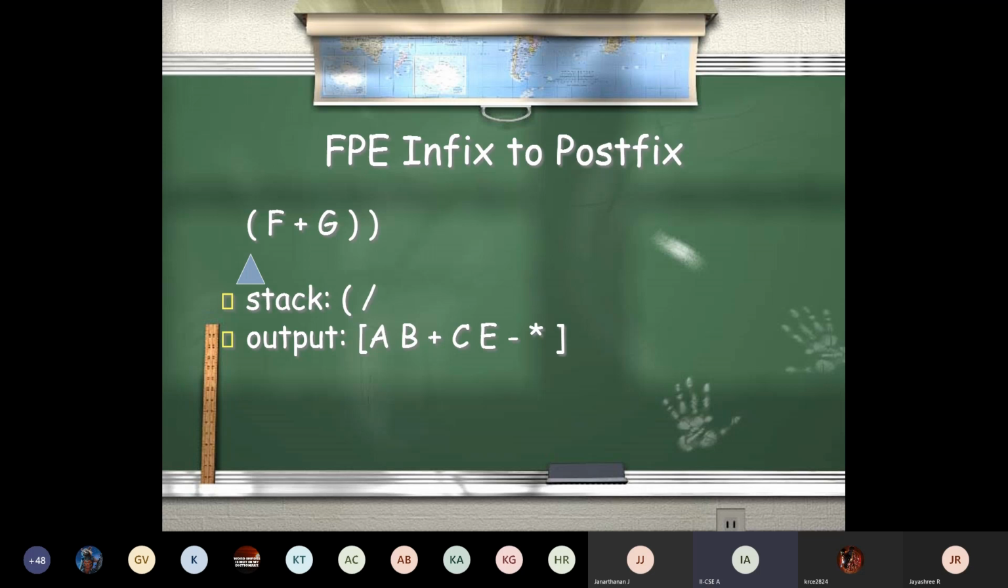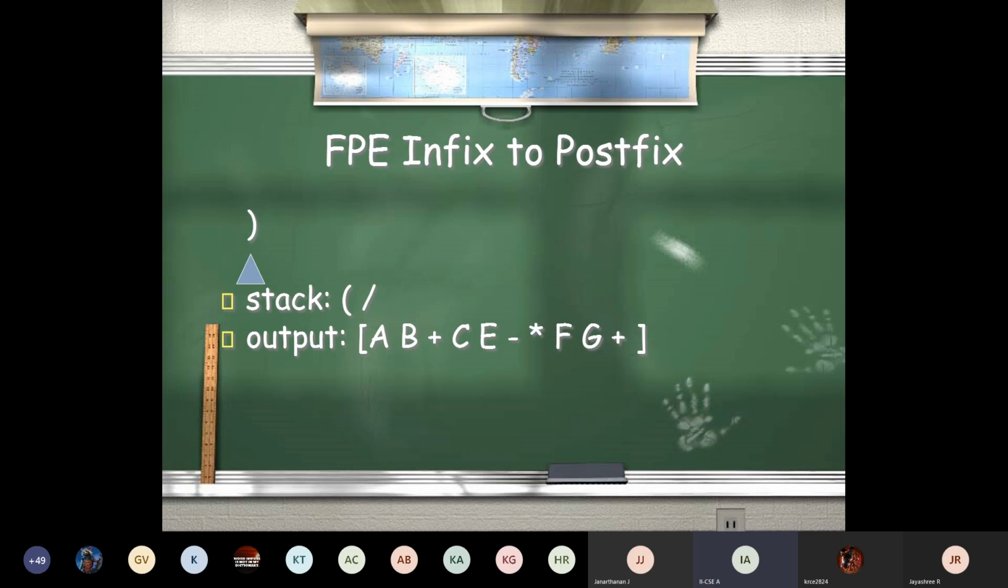When you are popping from stack and inserting into the output, you have to write once again what is the stack and output. So when you are having an open bracket here, write it into the stack. When you are having a F, I am going to write it into the output. When you are having a plus, push it into the stack. And when you are having a G, write it into the output. And now when you are having a closing bracket, you should pop contents from your stack, write this plus in your output, and then remove that open bracket.